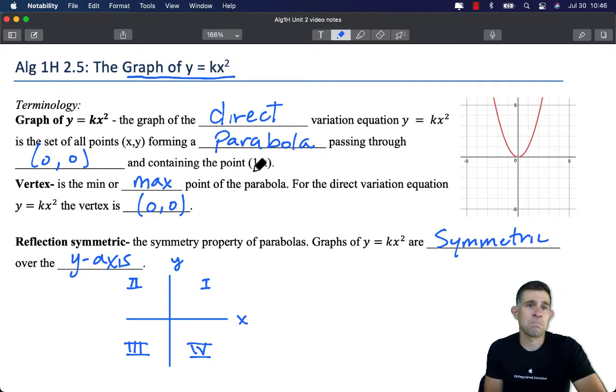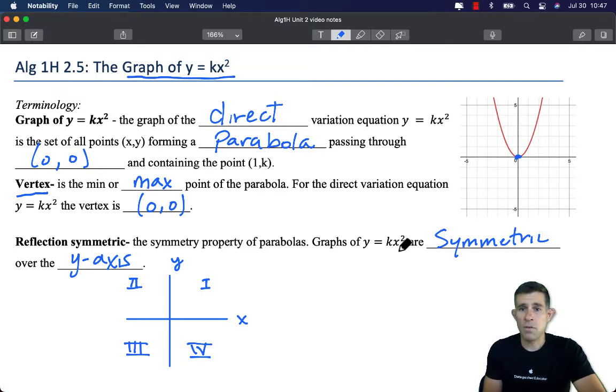Another term that we're going to learn today is the vertex. The vertex is the minimum or the maximum point of a parabola. So for a direct variation equation, y equals k times x squared, our vertex is going to be the origin, (0, 0). So over here on the graph, you can see this is a minimum point. As my parabola comes down, it bounces off of the origin and then goes back up. Now, this creates some symmetry, and this is a reflection symmetric graph. This is the symmetry property of all parabolas.